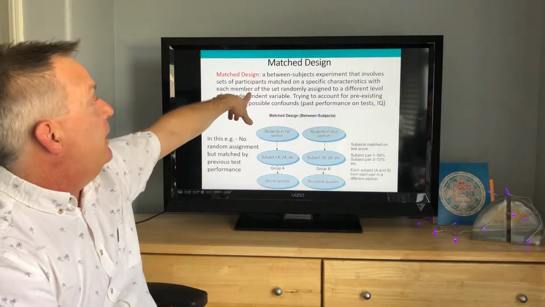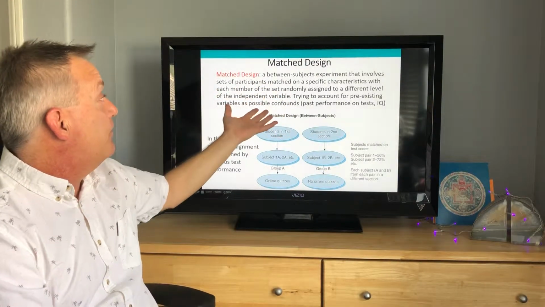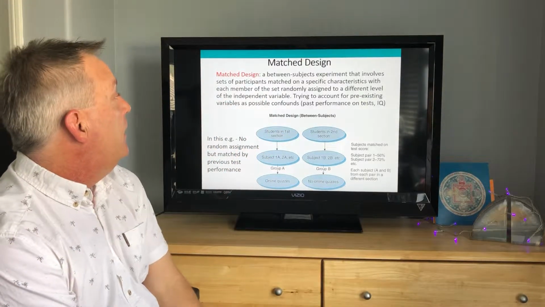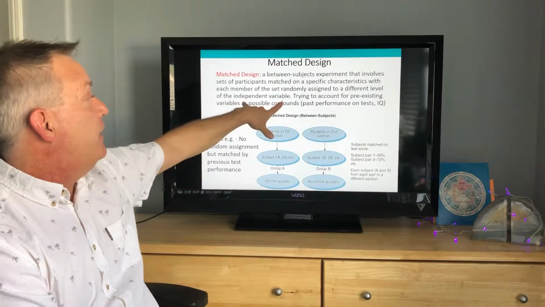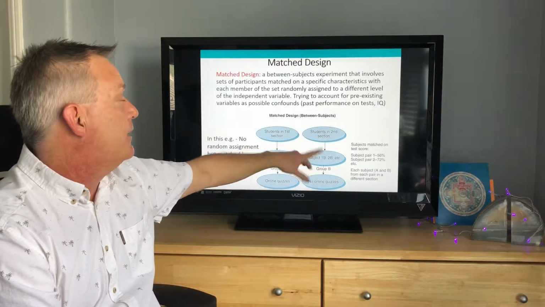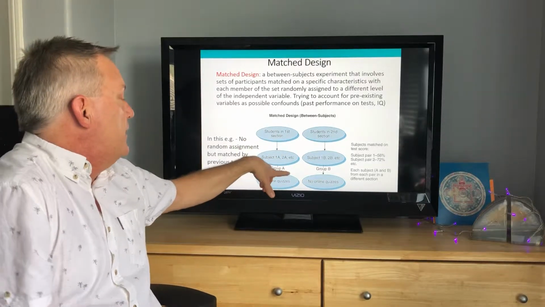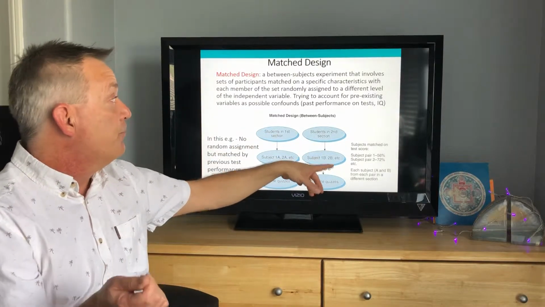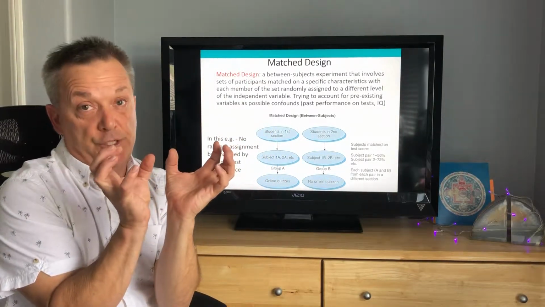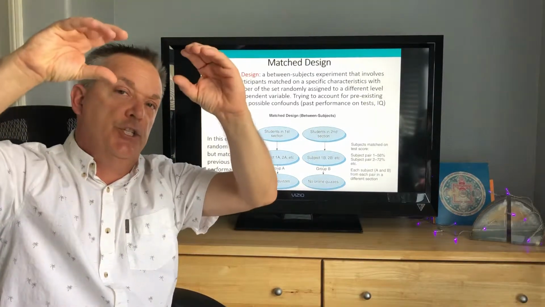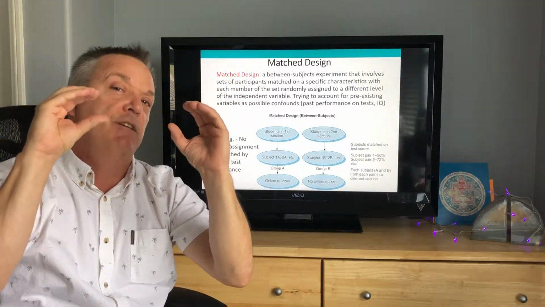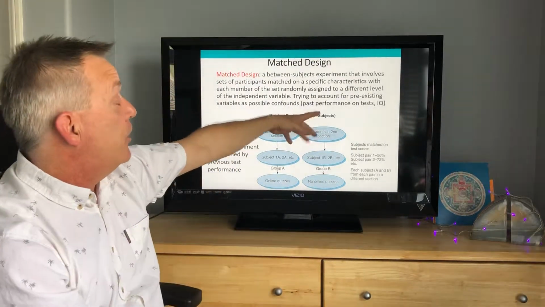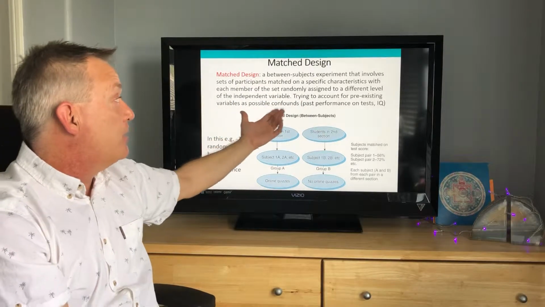A matched design is a between subject experiment that involves a set of participants matched on a specific characteristic. For example, each member of the set is randomly assigned to a different level of the independent variable or not. They give in the book the example where they're not necessarily randomly assigned to different groups. But the key with the matched design is that they're matching each participant on some type of pre-existing variable that they think will negatively affect the study. As I say right here, they're trying to account for pre-existing variables as possible confounds.